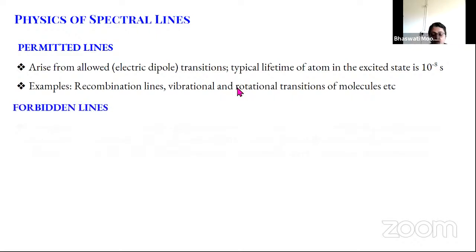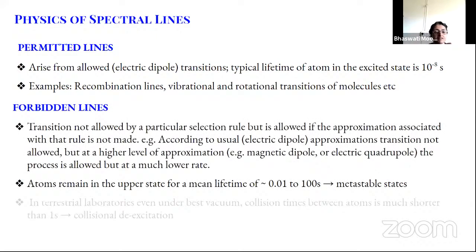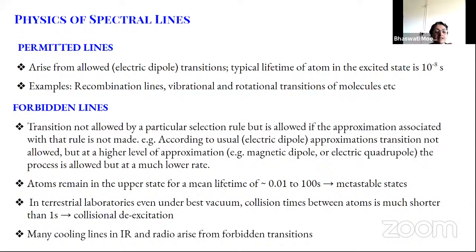But what is the difference between permitted and why do I say permitted? There is another category of lines which we call forbidden lines. In this case, transitions are not allowed by a particular selection rule, the electric dipole selection rules, but they are allowed by a higher level of approximation.